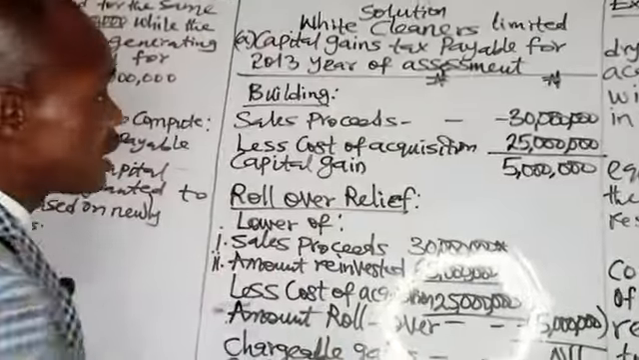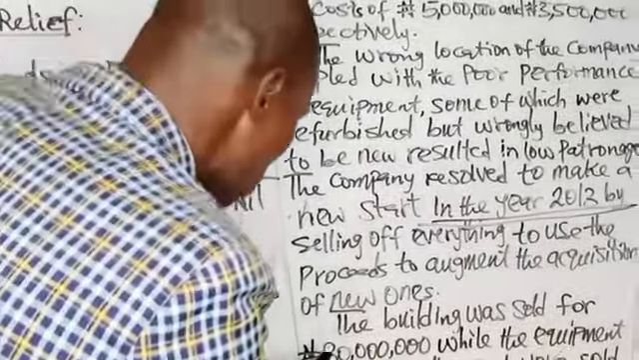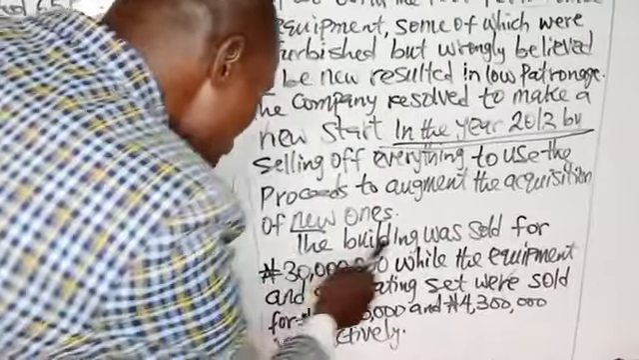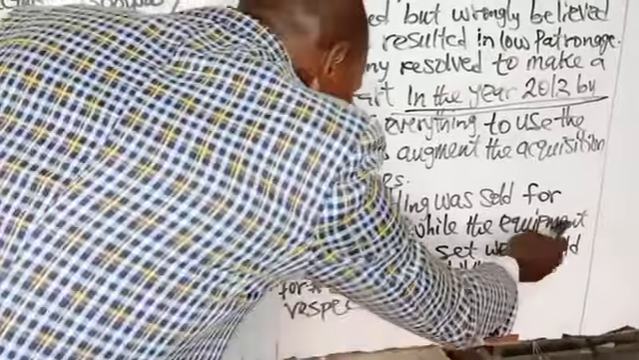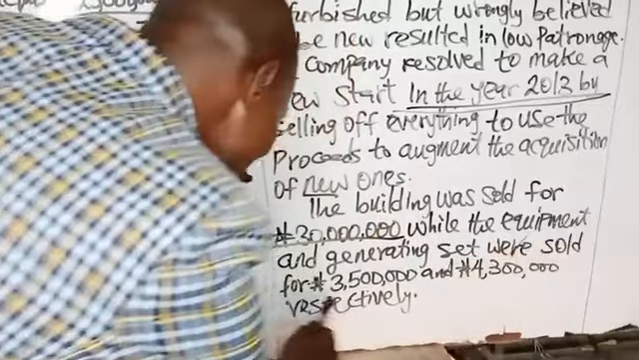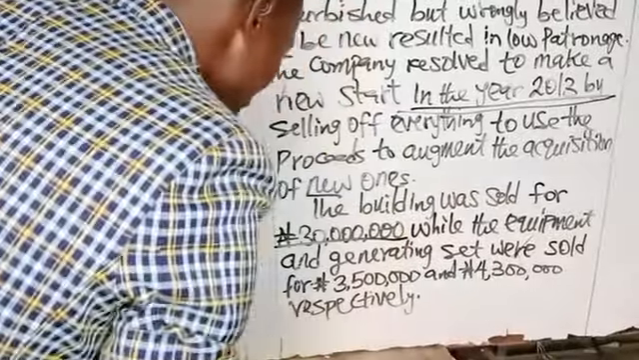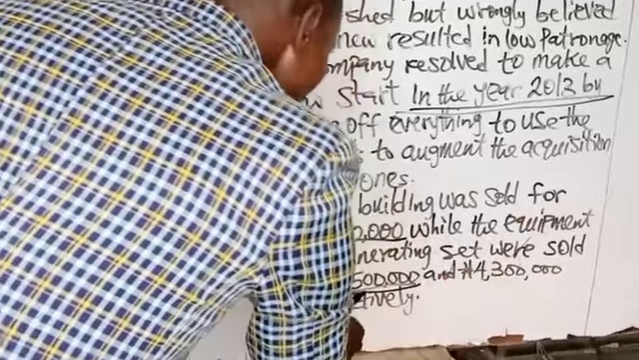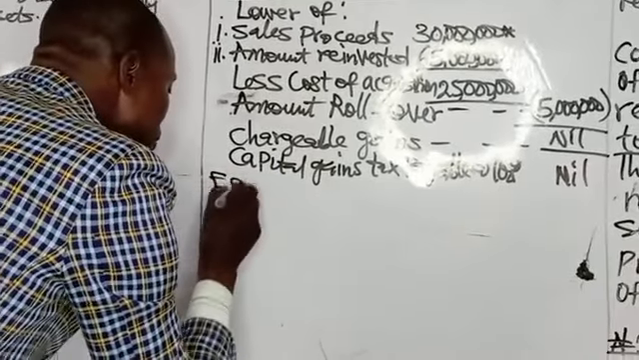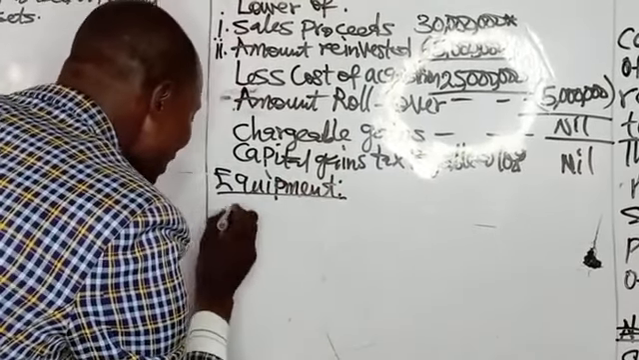So after building, what is the second asset that was sold? You were told the building was sold for 30 million. We are done with the sales of building. While the equipment and generating set were sold for 3.5 million and 4.3 million respectively. So now we want to compute the capital gains tax payable on the sales of the equipment. Now, the second asset is equipment. So we have sales proceeds.